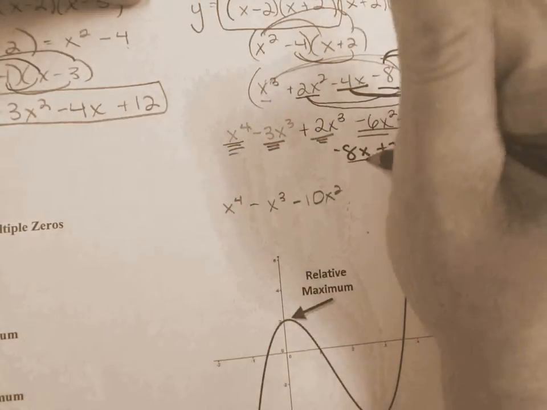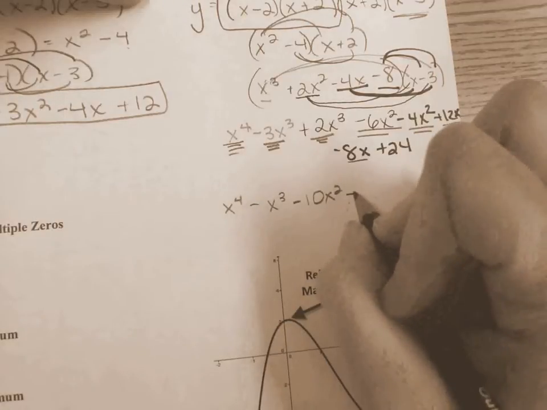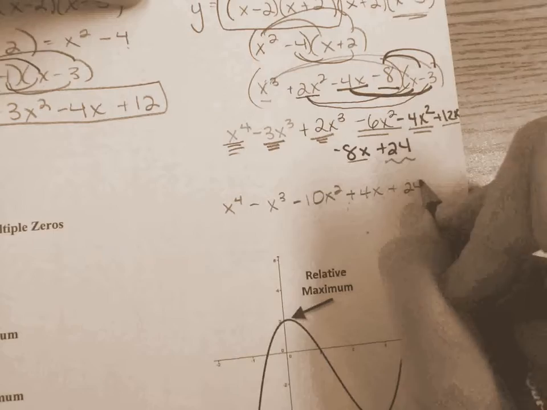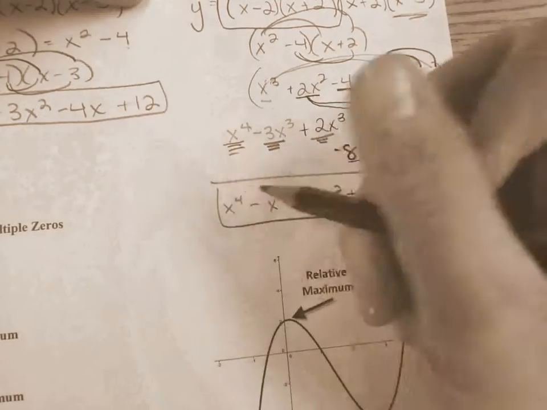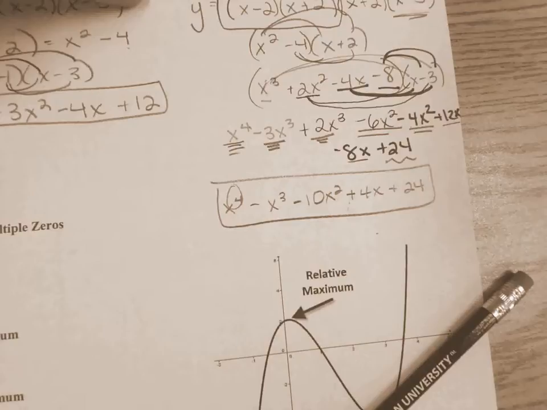And then we've got our x's next to each other, so a plus 12x and a minus 8x is going to be a plus 4x. And then we've got our plus 24 constant at the end. So our quartic, again this degree 4, is called a quartic.